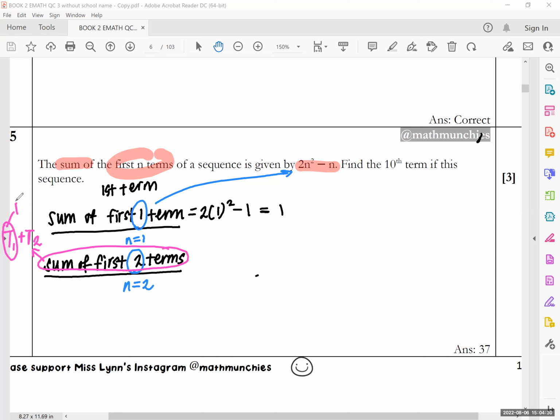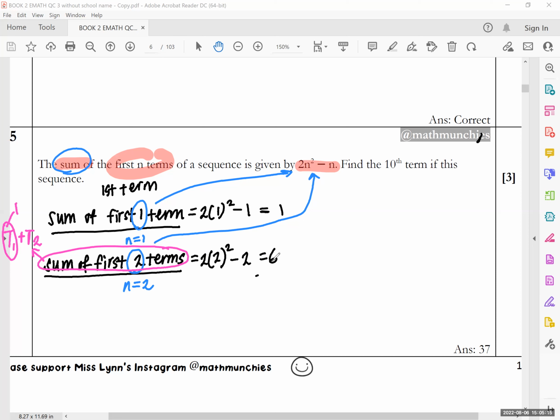Do I know what my T2 is? Can I assume that whatever I'm finding right now is T2? Yes or no? No, I cannot do that. Why? Because when I substitute this in, this is not for T2. This is for T1 plus T2, because it's the sum of the first two terms. So when I do that, I have 2 bracket 2 square minus 2, right? And what's my answer?